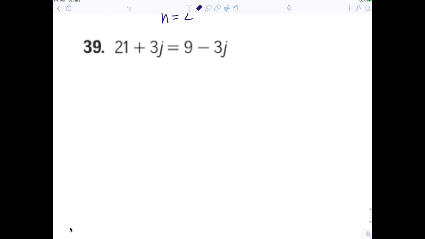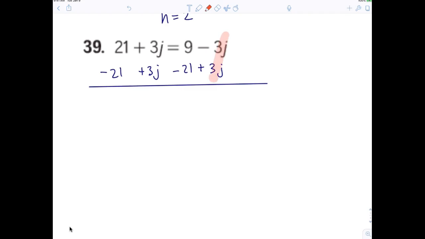Now, to me, I'm going to go ahead and put plus 3j, minus 21, minus 21. Again, I like to show kids these cancel, right? These cancel, right? And so now I have 6j equals what? Negative 12. Everybody happy with that? And so j equals what? J equals negative 2. Yes, sir. It doesn't matter if you did minus 3j and minus 3j. It'd be the same answer.